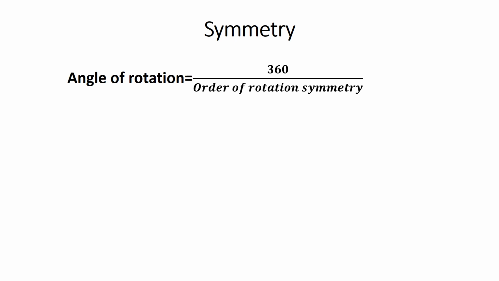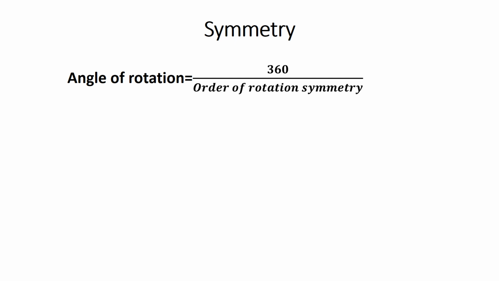Another term that we need to know on rotation symmetry is the angle of rotation, which is given by 360 degrees divided by the order of rotation symmetry. So we first need to know the order of rotation symmetry, then you divide 360 by that order of rotation symmetry.